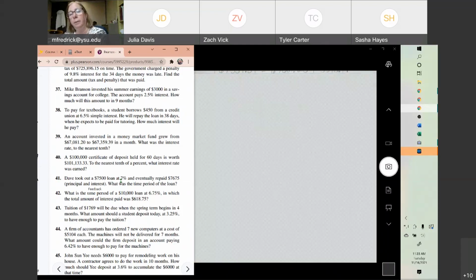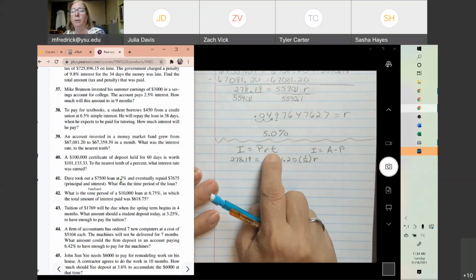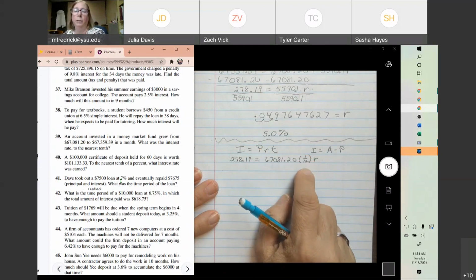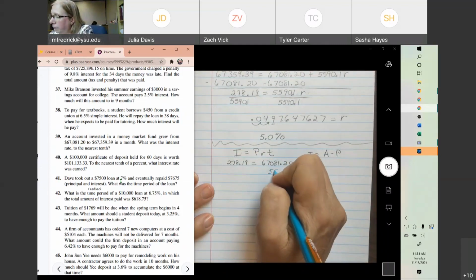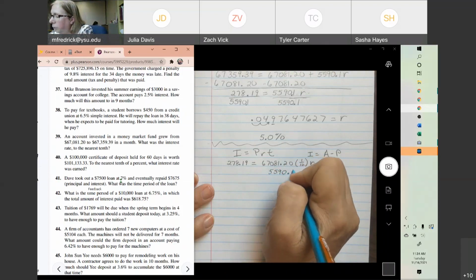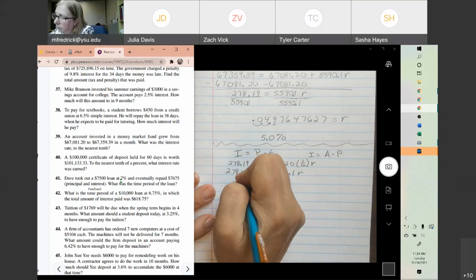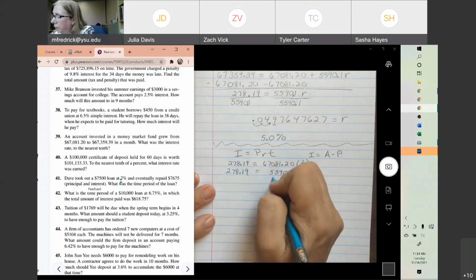$217.19. Then plugging in, P is your starting amount, R is what we're looking for, and it was 1 month, so 1/12. Then if we multiply these two together, we get 5590.1 R. And then we divide by the 5,000 and some.